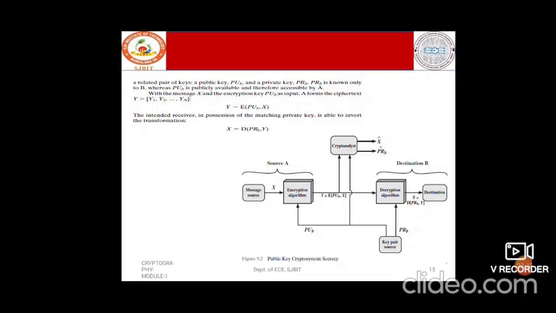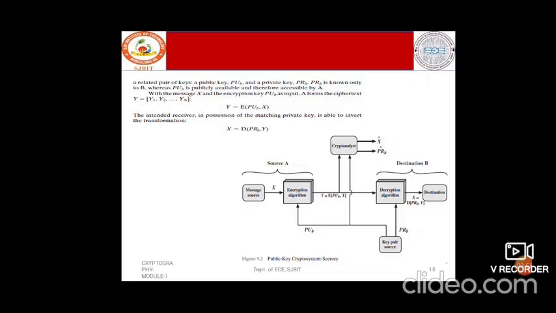With the message X and the encryption key PUB as input, A forms the ciphertext Y equal to Y1, Y2 till Yn. Y is equal to the encryption of X with PUB. The intended receiver in possession of the matching private key is able to invert the transformation. X is equal to the decryption of Y with PRB.